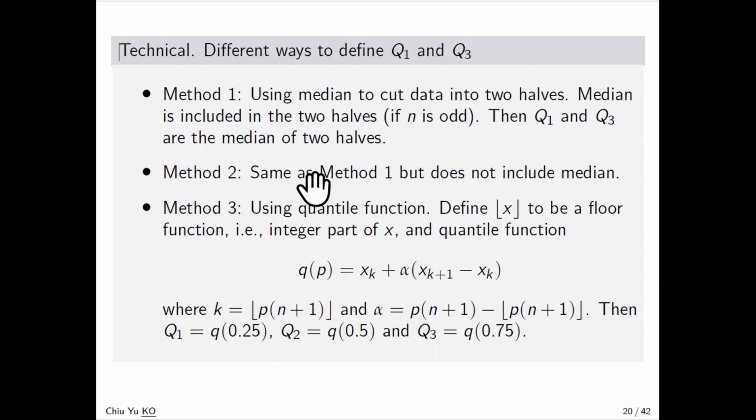Method 2 is the same, but here the median is no longer included. So the difference is whether it is included or not. When the number of observations is even, method 1 and method 2 are exactly the same.